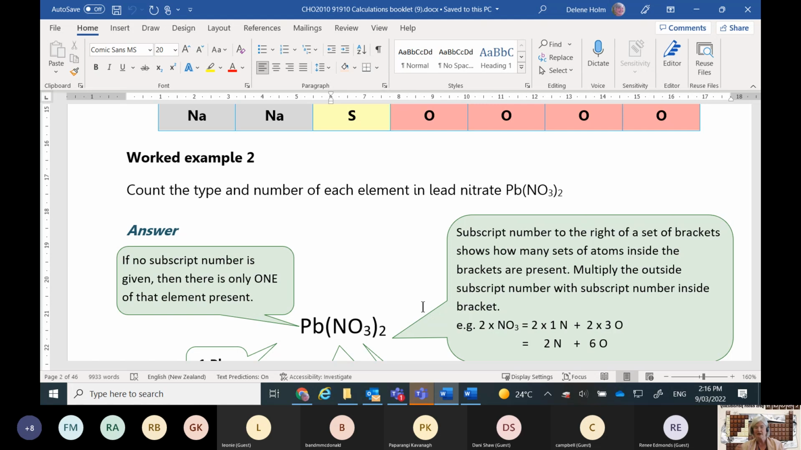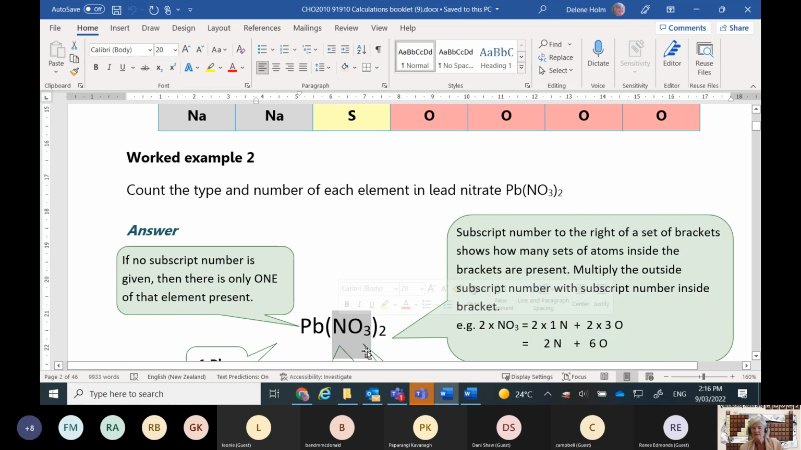Right, there's 1. Great. Okay, now we get to a tricky bit. Oh, great. Everybody's coming in there. Now we get to a tricky bit. I'm not going to do elements, I'm going to do the group. How many groups of NO3? Now NO3 is given the name of nitrate. How many nitrates have I got? 2 of them, correct.